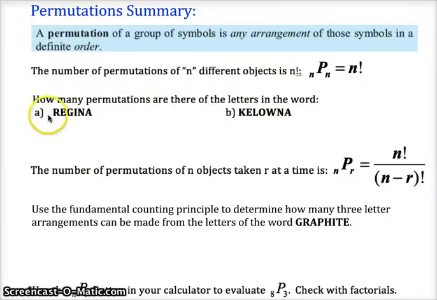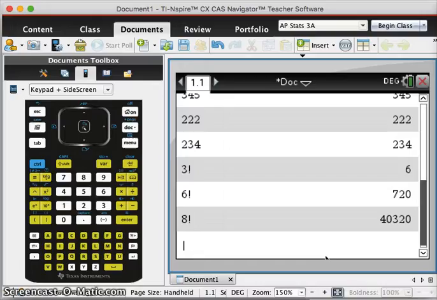How many different words can you make with these letters? Well, there's 6 different letters. It'd be the same as saying 6P6, 6 objects permuted or taken 6 at a time, which is the same thing as 6 factorial. And how do we do that on the calculator? Well, as long as I'm showing you this, I might as well. It's 720.